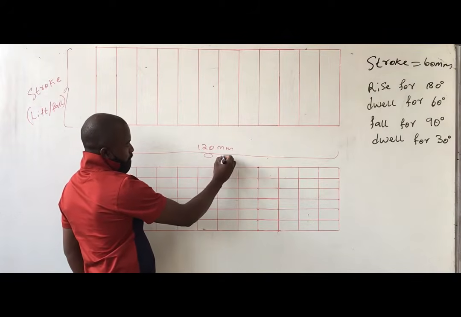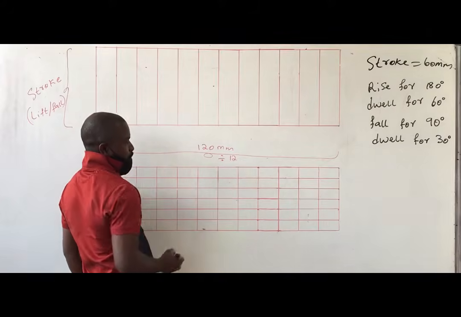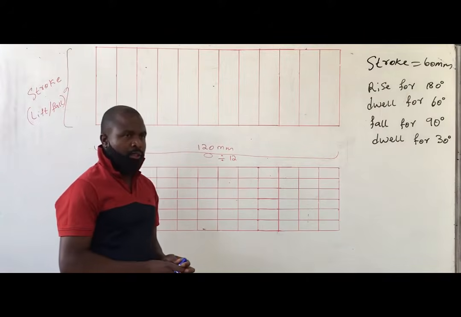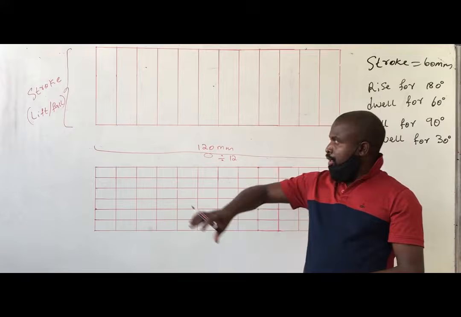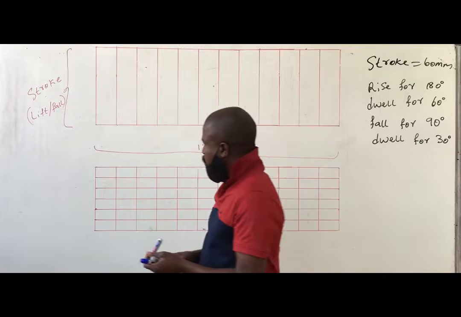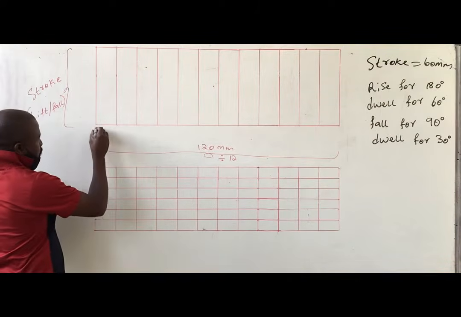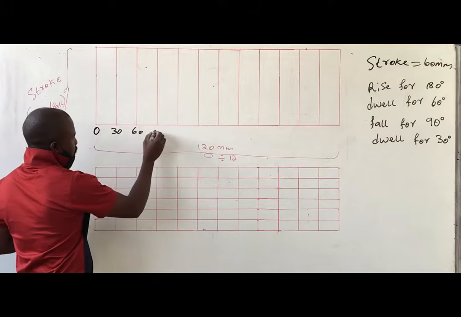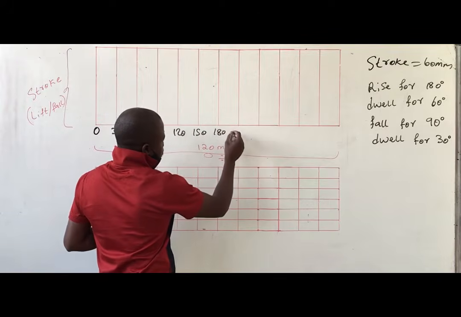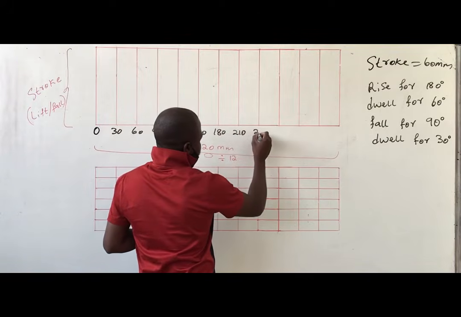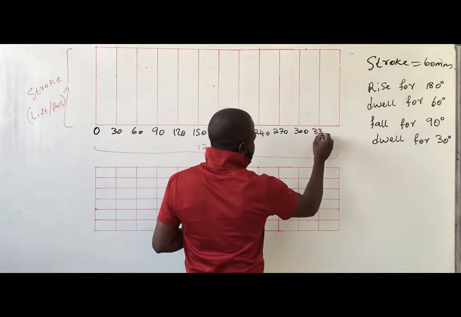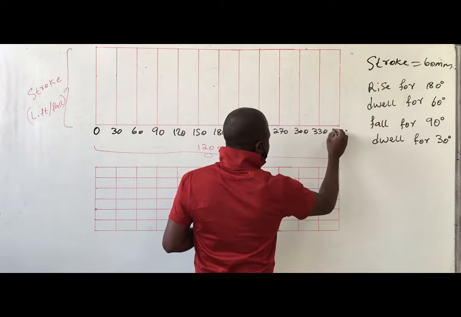by 12. You divide by 12 to get your divisions. So for all displacement, this table remains like that one. So from there, you need to level 0, 30, 60, all these are in degrees.